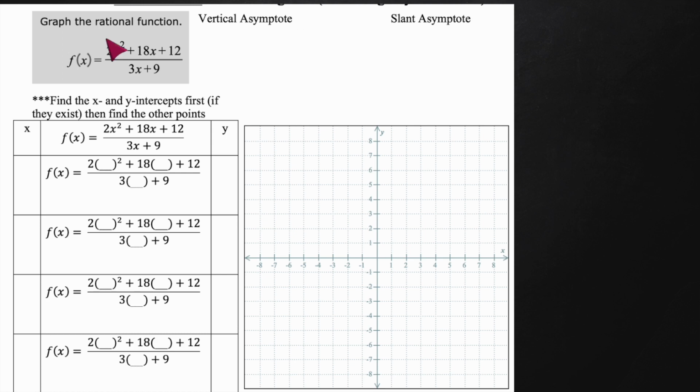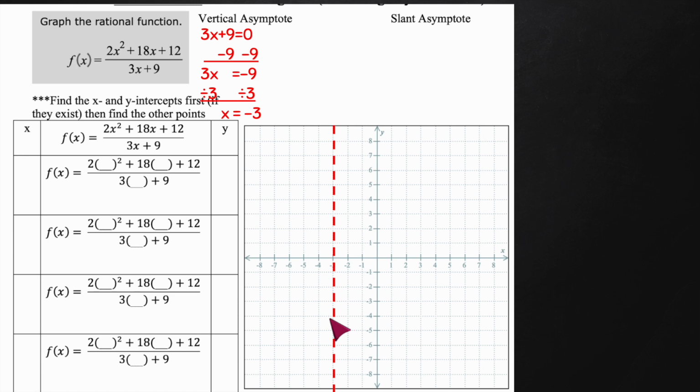So when we go to the graph here, here's our quadratic over our linear function. So we're going to find our vertical asymptote. We're going to take that 3x plus 9 and set it equal to 0, and solve for x. So I'm going to subtract 9 from both sides. 3x is going to drop down. The 9's cancel, and I have negative 9. Divide by 3 on both sides. The 3's cancel, so I have negative 9 divided by 3, which is negative 3. So there is my vertical asymptote. That's exactly the same way as when we did a linear expression over a linear expression.